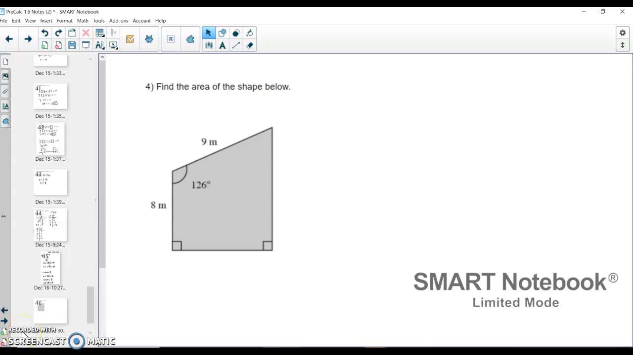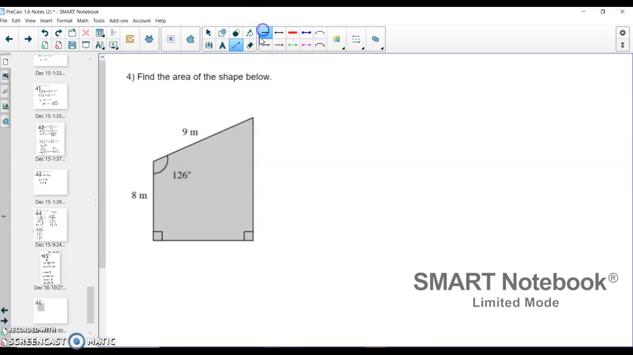Alright, here's a help video for problem 4, the last problem on our formative assessment 511 to 514. And we need to figure out the area of this shape below. The first thing to do is split this into a triangle and a rectangle. And if we do so, we can split that by just drawing in a line from here to here.